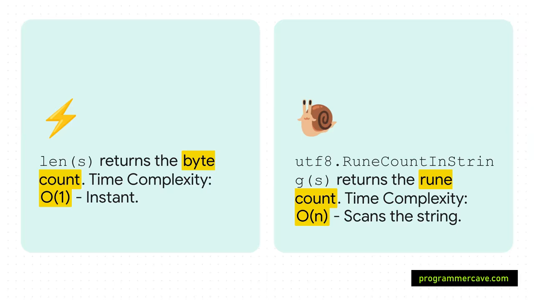Getting the byte length with len of s is what we call an O(1), or constant time operation. It's basically instant because that number is already stored with the string. But counting the runes with utf8.RuneCountInString, that's an O(n), or linear time operation. That means Go has to walk through the entire string, from beginning to end, to count the characters. On a really big string, that can actually be a pretty slow operation.